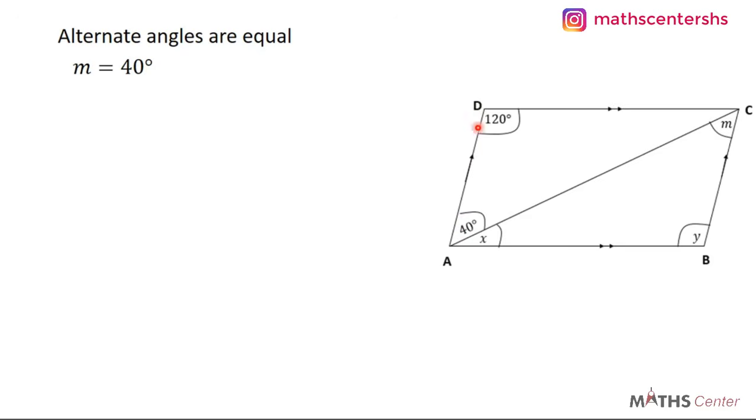Now look at it very well. This is the parallel line, this is the transversal, then this is the parallel line here. So the angle formed here and the angle formed here will be alternate angles. What do you know about alternate angles? We know that alternate angles are equal. So M is equal to 40 degrees. So we've used the property of alternate angles to find the value of M.